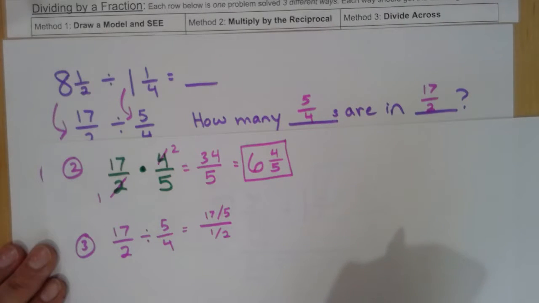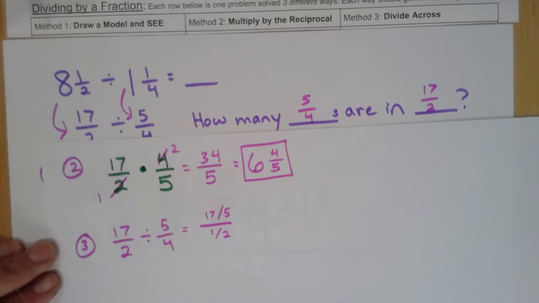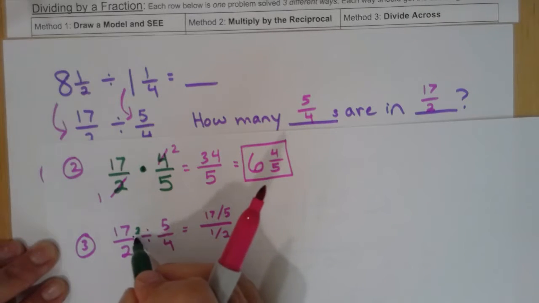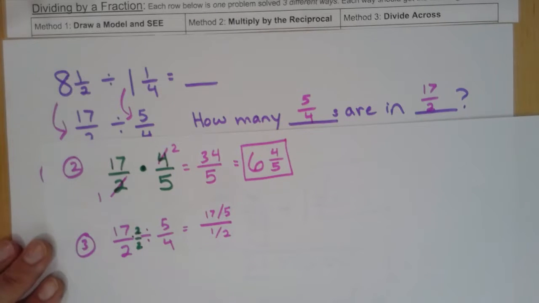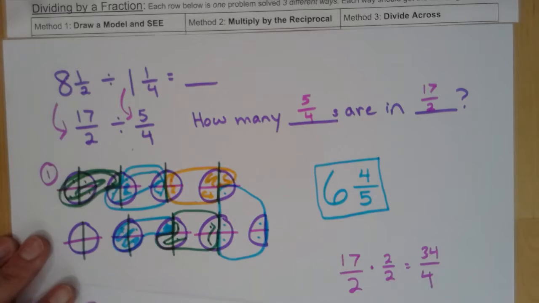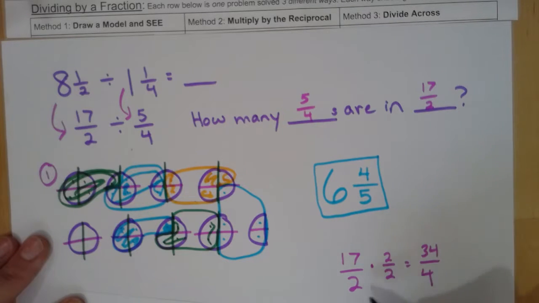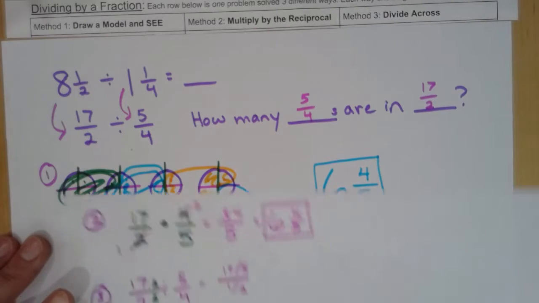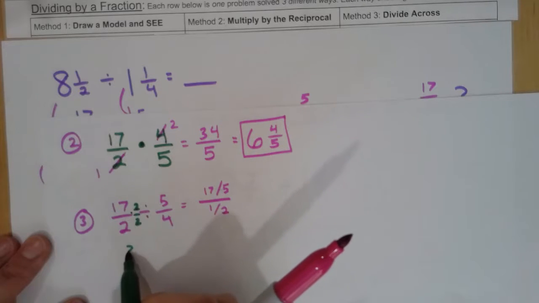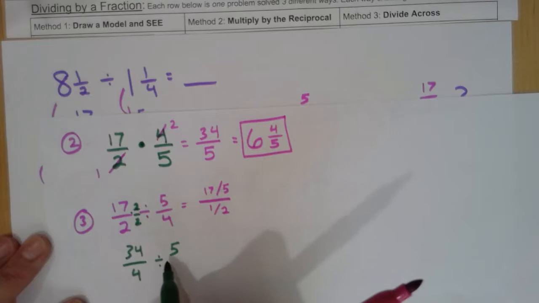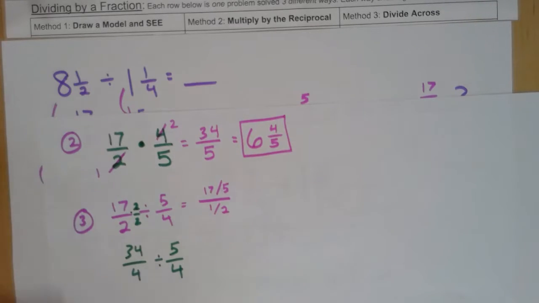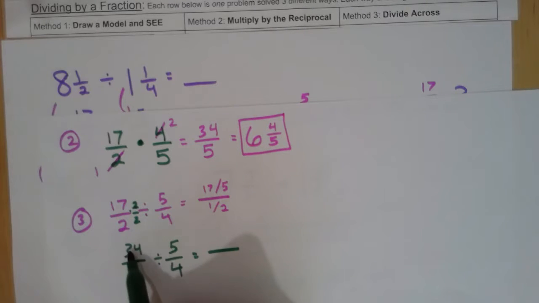What if instead we rewrote this as fourths? So we, in other words, multiplied by 2/2. Sometimes you'll try things in math and you'll get something that's ugly, so you'll just want to try again. Remember we said the 17 halves is the same as 34 quarters, so let's rewrite this as 34 quarters. So we want to know how many 5 quarters are in 34 quarters. And this becomes a lot easier to see.